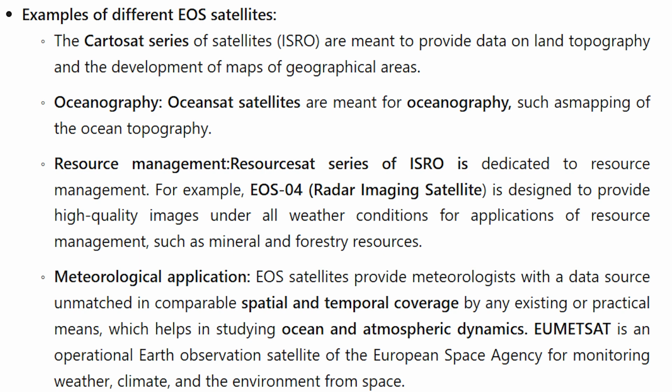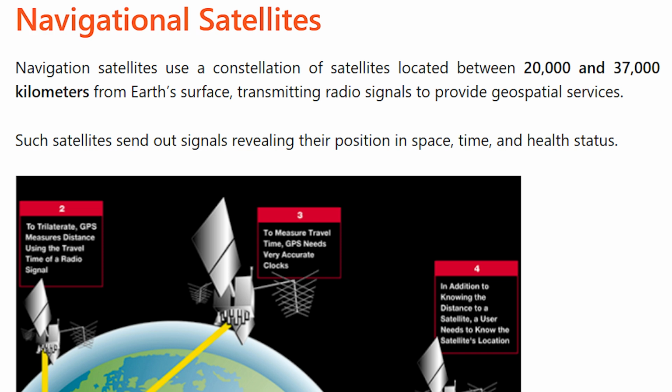EUMETSAT is an operational Earth observation satellite of the European Space Agency for monitoring weather, climate, and the environment from space. Navigational satellites: navigation satellites use a constellation of satellites located between 20,000 and 37,000 kilometers from Earth's surface, transmitting radio signals to provide geospatial services. Such satellites send out signals revealing their position in space, time, and health status.